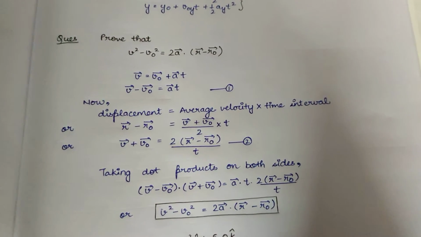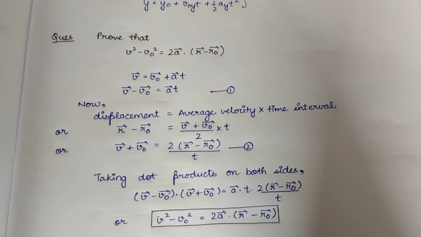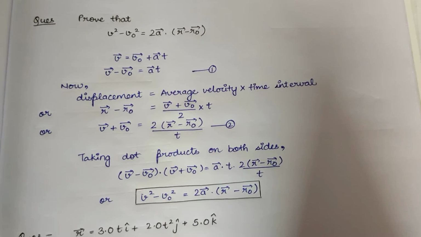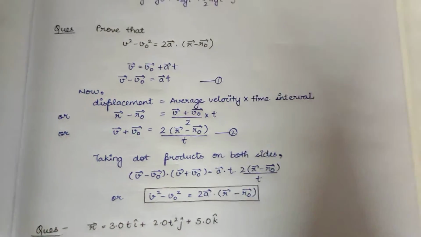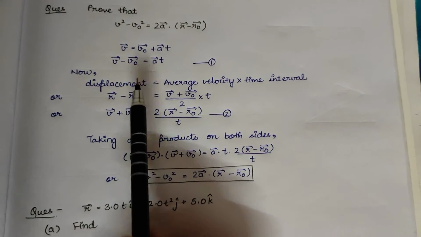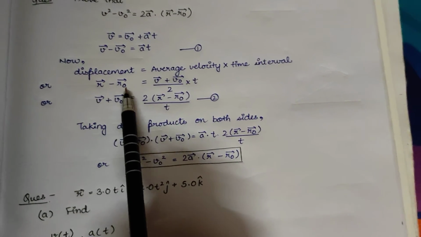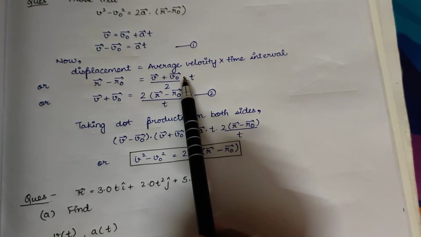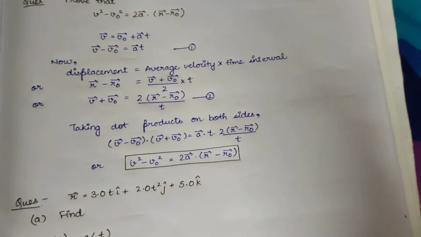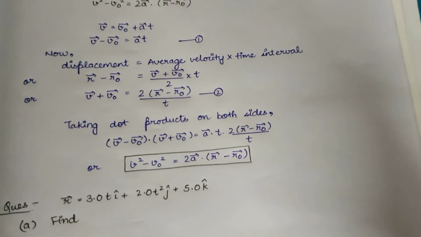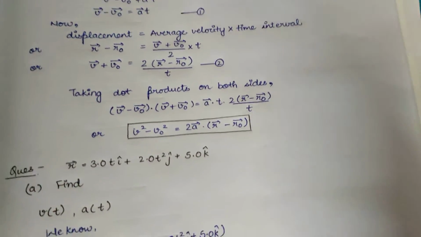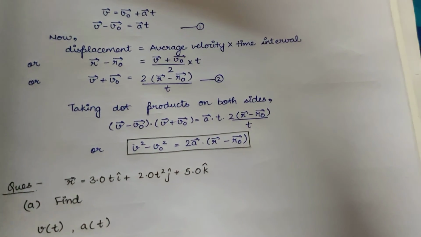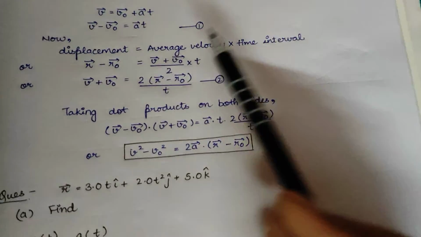Now we know that average velocity is equal to displacement upon time. If we rearrange it and find displacement, we will get displacement equal to average velocity into time interval. So displacement will be given by vector r minus vector r naught, and average velocity will be given by vector v plus vector v naught by 2, into t. Now if we put all the values here and rearrange it, we will get vector v plus vector v naught is equal to 2 into vector r minus vector r naught by t.